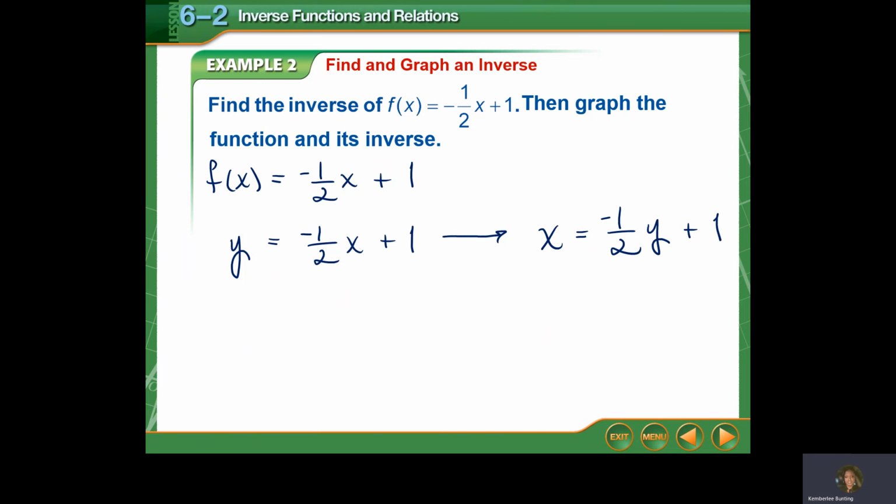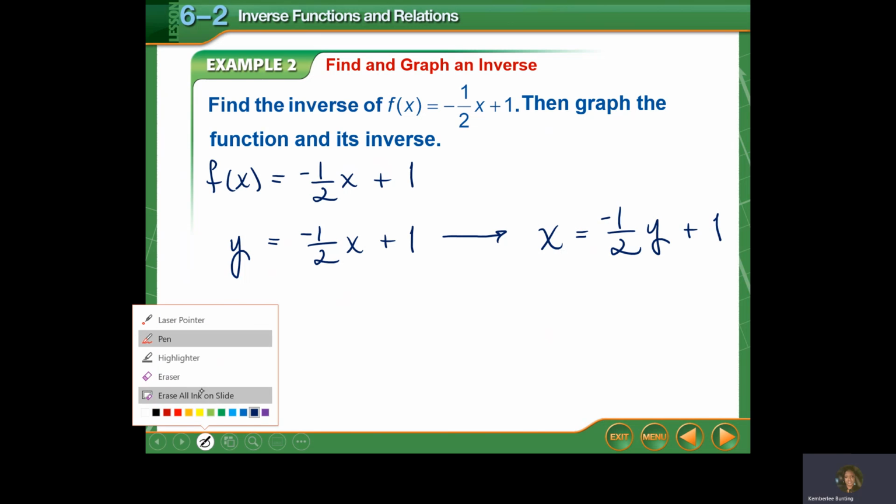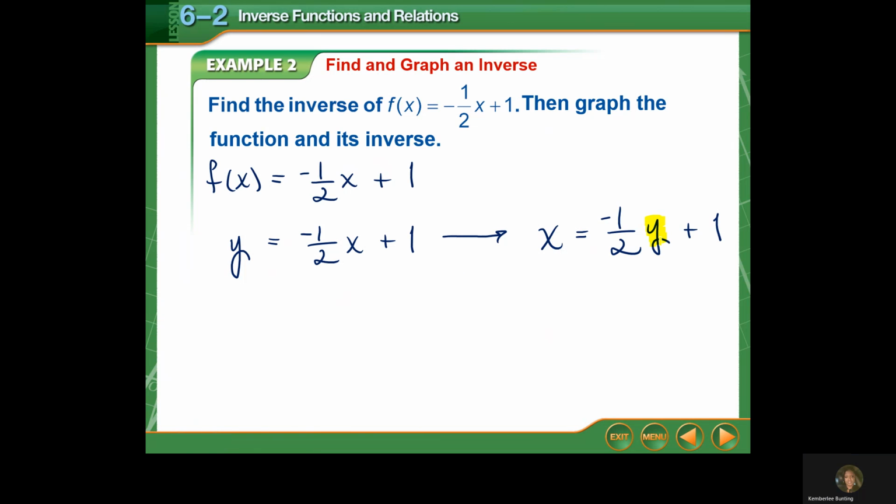X and Y switch places. Now, after X and Y switch places, then what do we do? Solve for Y. Get Y by itself. What's the first step? What do I have to do? You see that plus 1? Gonna subtract 1. Subtract 1 from both sides. So you'll end up with negative 1/2 Y equals X minus 1.